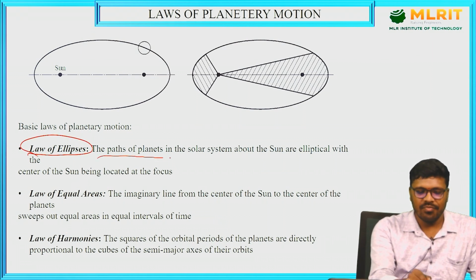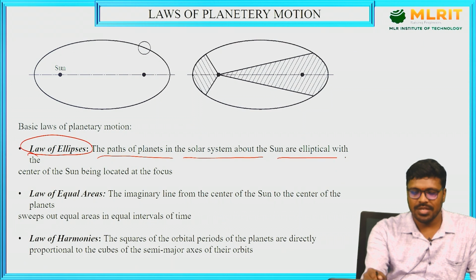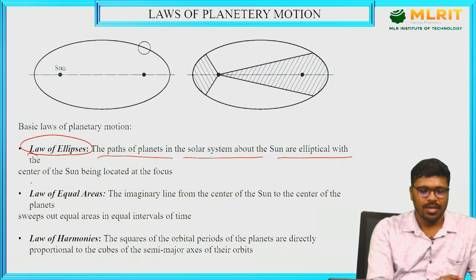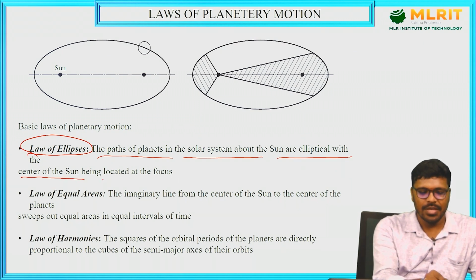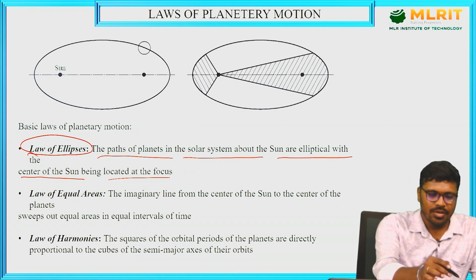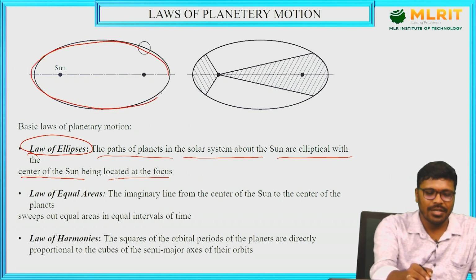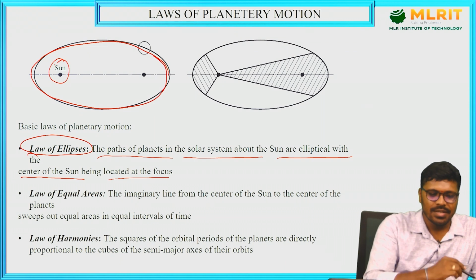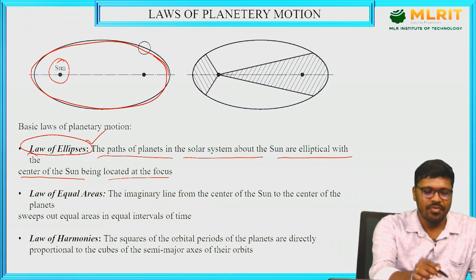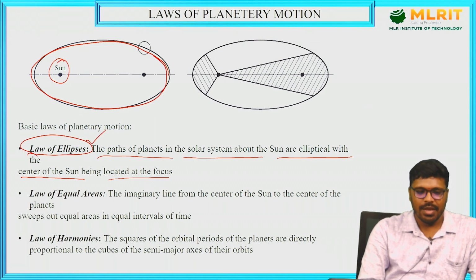The paths of the planets in the solar system about the sun are elliptical, with the center of the sun located at the focus. So if you take any planet revolving in an elliptical path like this, and the sun is at the focus, this is the law of ellipses, Kepler's first law.